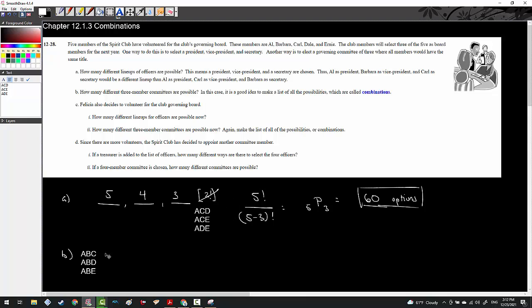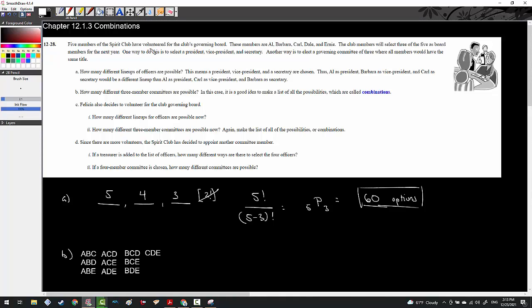Sorry, the white on the white background doesn't really help out. Here's another one. Barbara could have led the team with Carl and Dale, Barbara, Carl, Ernie, then Barbara, Dale, and Ernie. In which case, Al is gone, we don't really need him in this scenario. And then the last one is Carl, Dale, and Ernie. So these are all the possibilities that you should have come up with here.